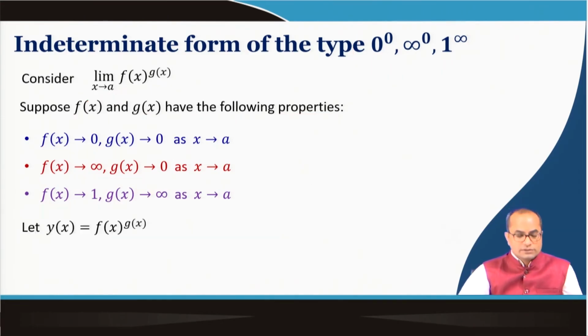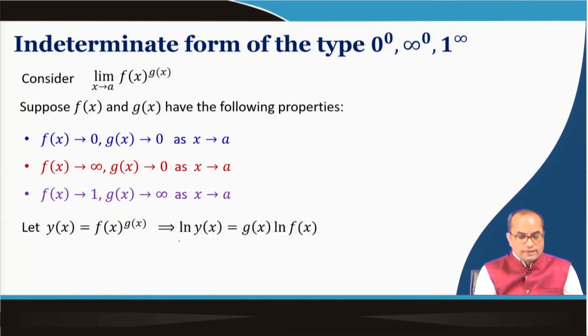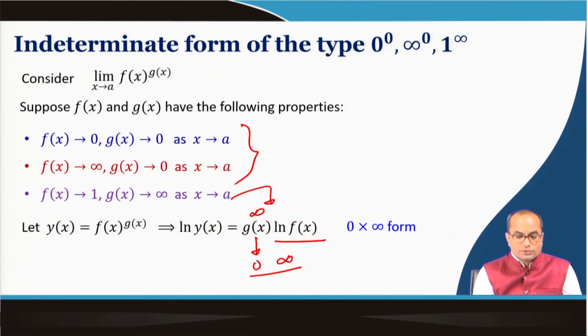So, in all these cases what we will do, we will consider this y is equal to f(x) power g(x) and then we take the logarithm. So ln y(x) this side, and there will be g(x) ln f(x). So that is the trick I was talking about, and once you take the logarithm there, the g(x) here is going to 0 or infinity. So first two cases g(x) was going to 0 and ln f was either going to 0 or infinity. So in both the cases we have 0 into infinity form, and in the third case g(x) was going to infinity and f(x) is going to 1. So again here also we have 0 into infinity case.